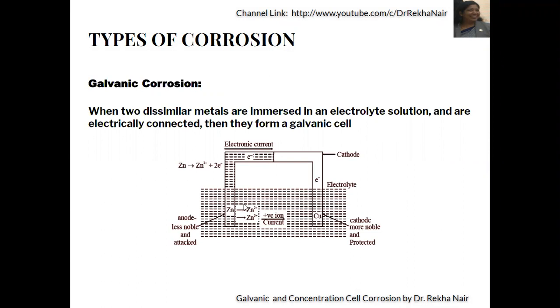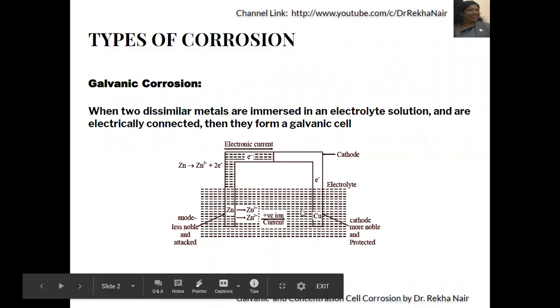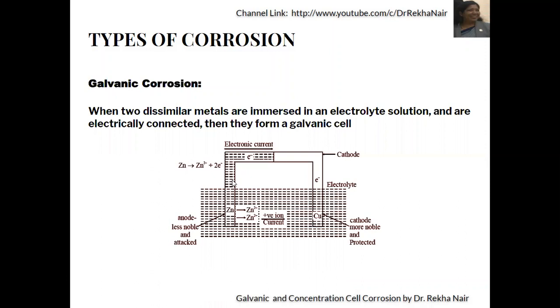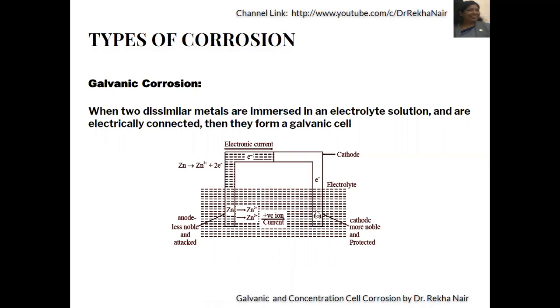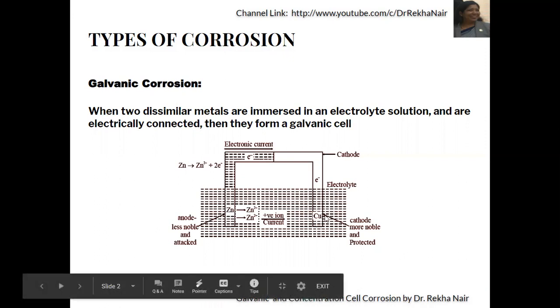Now, see, we have zinc connected to copper. You can see zinc is anodic in nature as per the electrochemical series, and copper is cathodic in nature. It means that in the electrochemical series, the position of zinc is higher, so it can easily lose its electron. So this will act as anode, and copper is lower in the series, so it does not easily release electrons, so it will act as cathode.